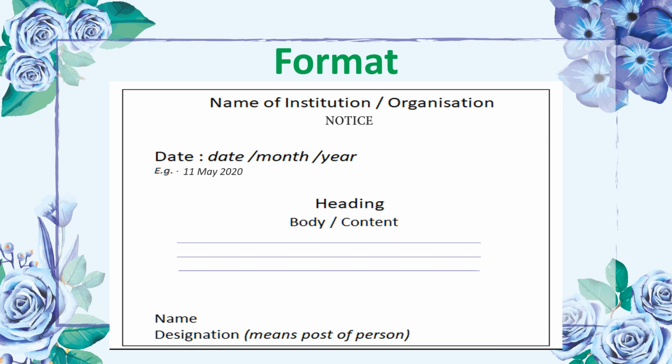Then you leave a line and in the center you have to write the heading. The heading is the topic on which you're writing the notice. If I'm writing it for the workshop, then it will be workshop for class 6th. Then you're going to write the body, that will be the content of your notice, how it's going to happen, when, where, what is the topic and all these things. Then you leave a line and on the left side, you're going to write your name and your designation. That is the post of the person. That means if you are the teacher of the art department, then you're going to write head of art department. Alright, let's see some samples that will become easier for you.